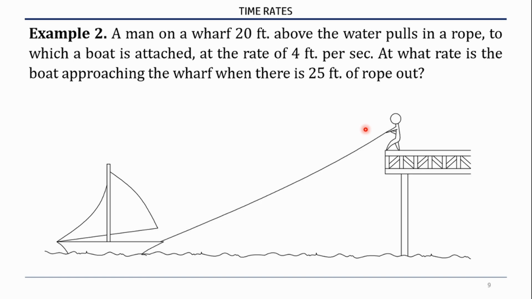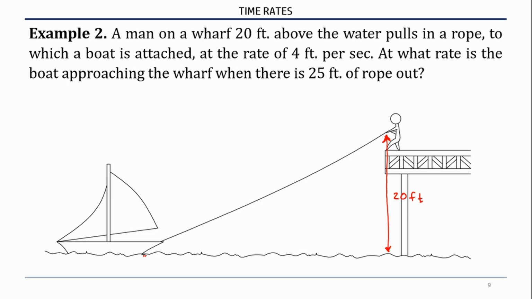So we have this drawing right here. The wharf he refers to is this structure. And then the problem says it is 20 feet above the water. So let us take that 20 feet as this distance. Okay, clear. So this is the 20 feet. What else is given in the problem? A man on a wharf above the water pulls in a rope to which a boat is attached at a rate of 4 feet per second.